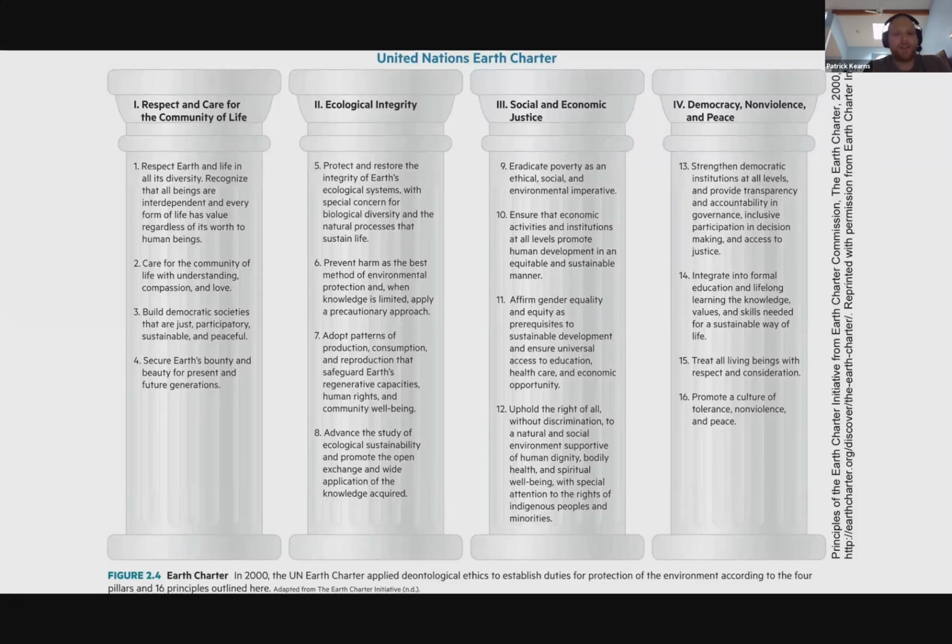So, the United Nations has ethics built into it from an environmental perspective, but remember, the environment is not separate from all these other four pillars of the United Nations Charter, or however we think about it. So that's how we think about applying ethics.